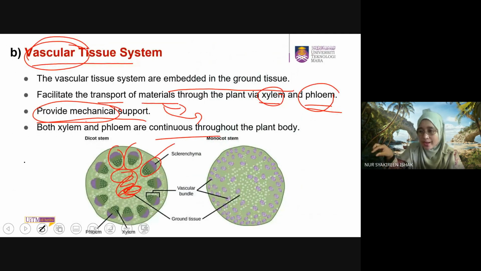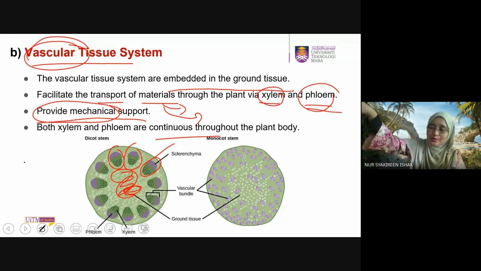So continuous means from the root, for example, from the root it goes up to the stem, until it goes to the leaf. So the xylem and also the phloem are continuous. The root absorbs water, it goes up to the branch, and goes to the leaf to reach the cells in the leaf for photosynthesis. From the photosynthesis that occurs in the leaf, the product, which is the sugar, travels back in the phloem, goes to the fruit, goes to the branch for cellular respiration, goes into the tubers under the soil for storage. Okay, so they must be continuous.